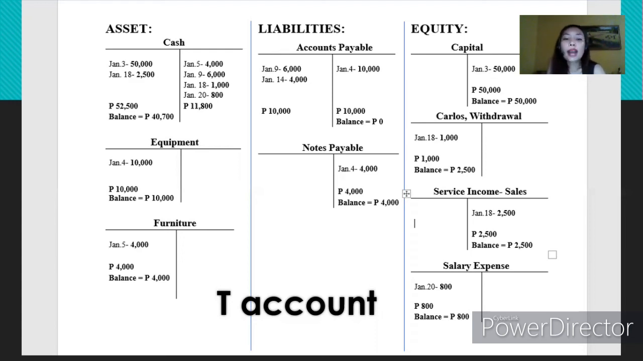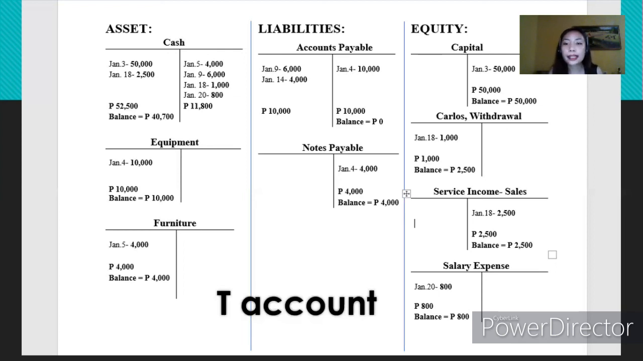However, on the notes payable, because you issued a promissory note, the only transaction you have is on the credit side. You credit the notes payable, right? Remember, don't forget to write the date, which is January 4, and the amount. So the total balance for the notes payable is 4,000. And don't forget to write the balance on the normal balance of it, which is the credit corner. Okay?